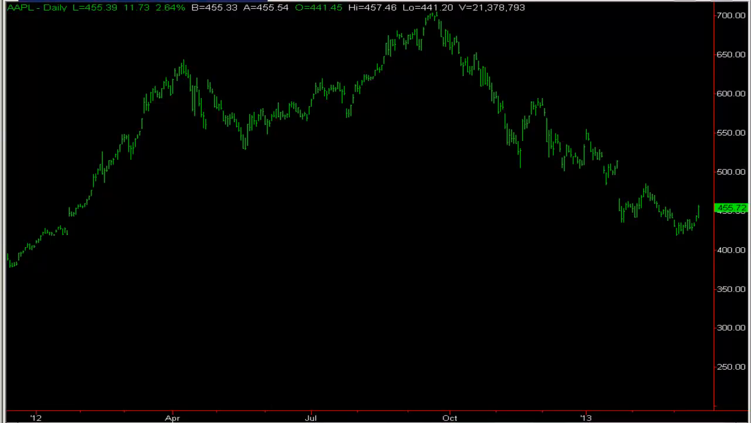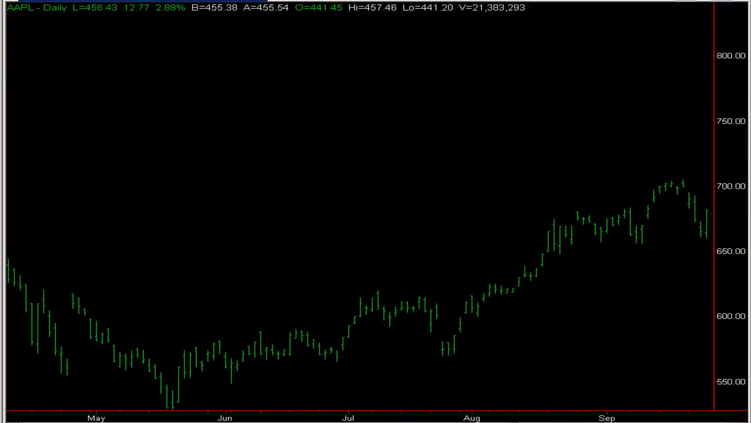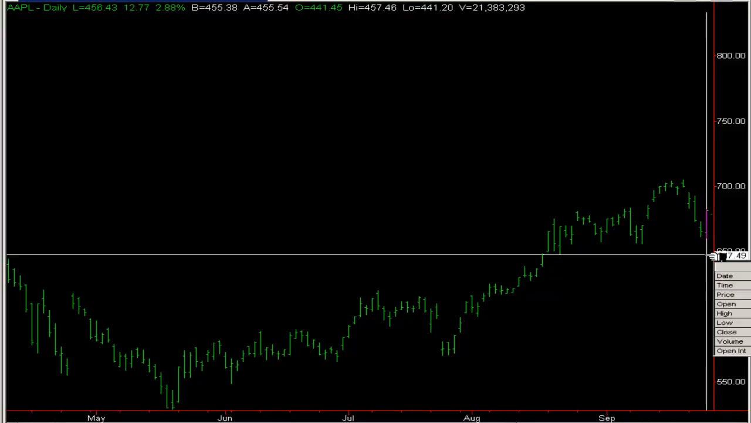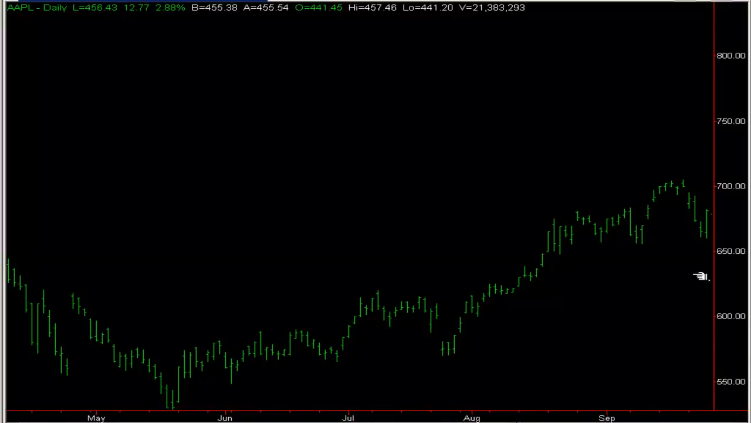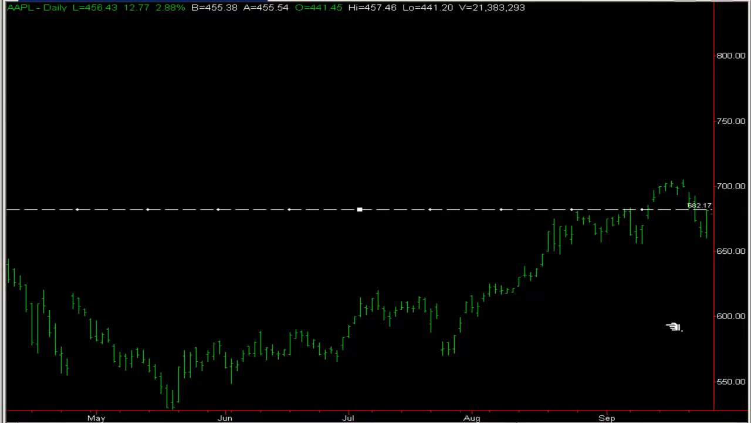So let's say, for example, that you buy, and it doesn't matter what the stock is. And let's go back here so that we're buying instead of selling short. So let's say you buy Apple, let's do it over here, at the high here, which is 682.17. So we'll put a line there, and we'll say we bought it right there. So now you're what's called long.